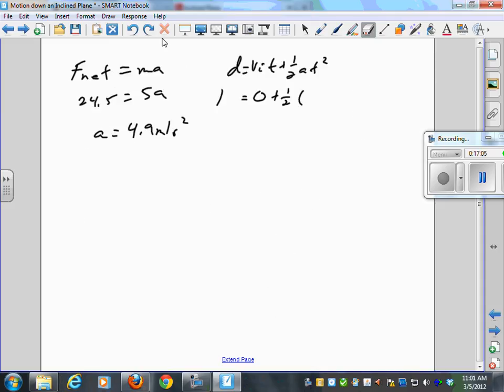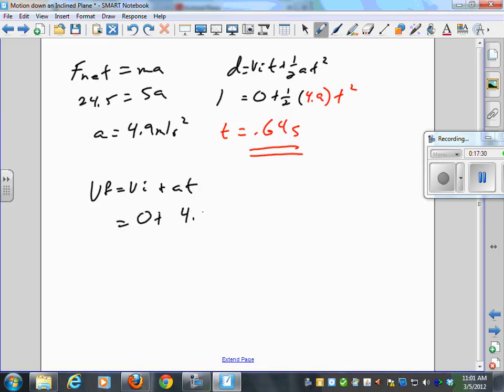Okay, so I've got my acceleration of 4.9 t squared, giving me a time to get to the bottom of 0.64 seconds. Is that what you got? 0.64 seconds. And the last question, what's the velocity at the bottom? Vf equals Vi plus At. So we've got 0 plus acceleration 4.9 times 0.64. The thing is traveling at 3.14 meters per second. Yeah, it's moving.